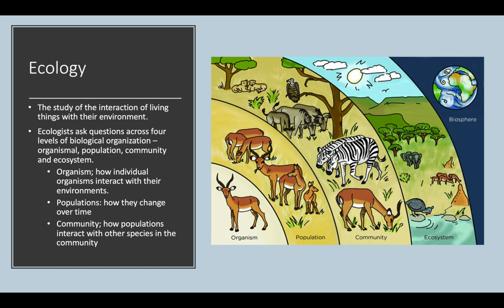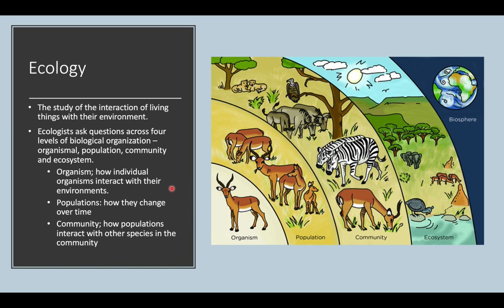So let's start off by talking about ecology. Ecology is the study of the interaction of living things with their environment. Ecologists work across 4 different levels of biological organization to look at ecology as a whole. They start with the organism, and then they go to populations, communities, and the ecosystem. In this image, I broke that down: I have an organism here on the left, a population of those organisms here, a community of multiple types of organisms together here, and then an ecosystem, which would mean the animals, the plants, everything going on around them. And then the biosphere is the entire planet.